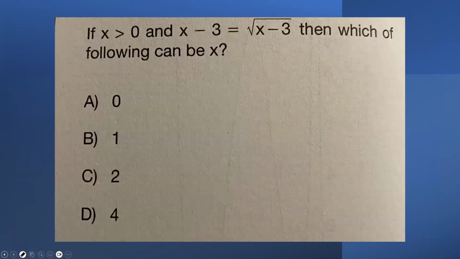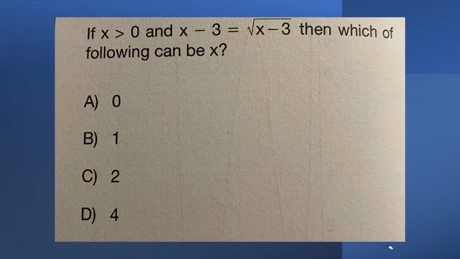Okay, did I skip one? Okay. x is greater than 0, and indeed my answers indicate that x can be 0, 1, 2, and 4. So we already know that A cannot be the answer right there. Let's start making use of those test taking skills. It has to be 1, 2, or 4.